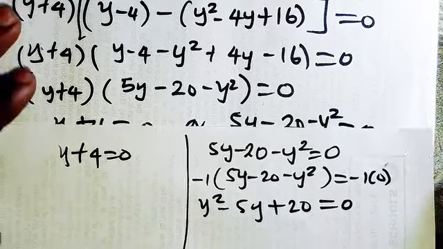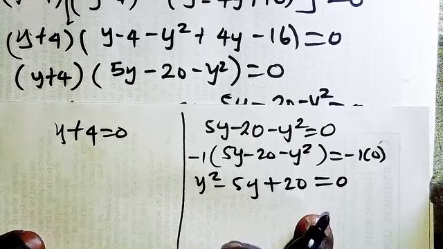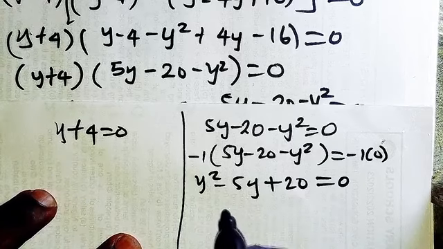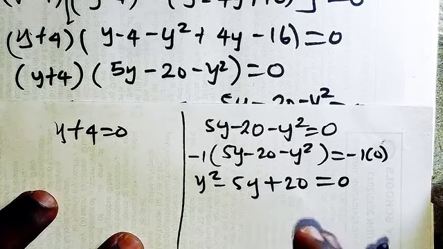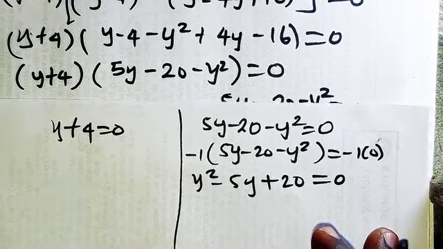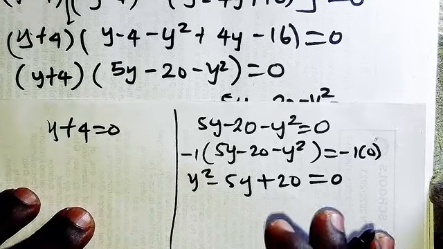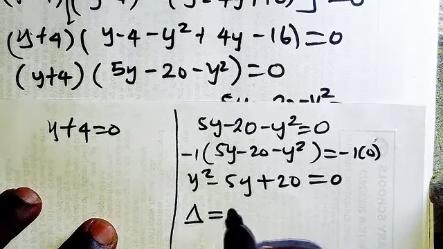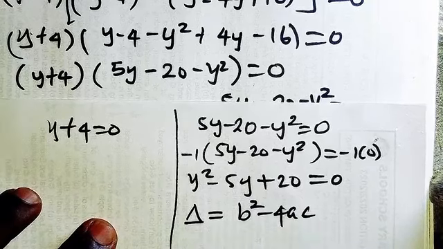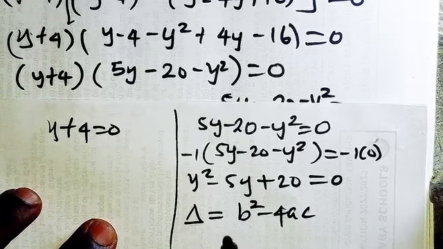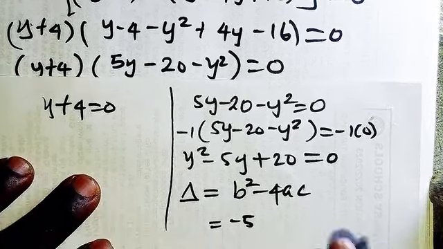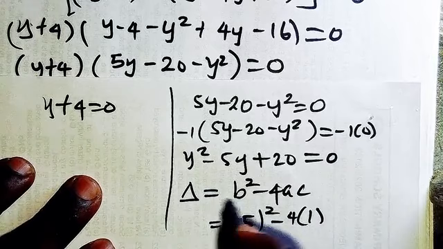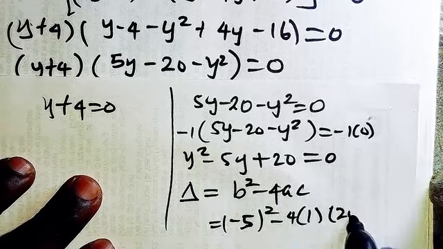So you can see that it's going to give us minus 1 times this, we're going to be having y squared minus 5y, then plus 20, equals 0. So now I want us to solve this further to see whether we're going to have real roots or not. Because we are interested in finding the value of y when it is real, we look at the discriminant. The discriminant is b squared minus 4ac. So now b is the coefficient of y, we're going to be having minus 5, minus 5 all squared, minus 4 times a, the coefficient of y squared, which is 1. Then c is what? It is 20.